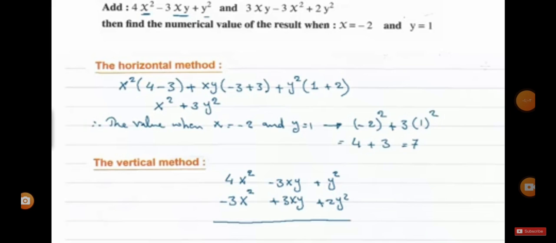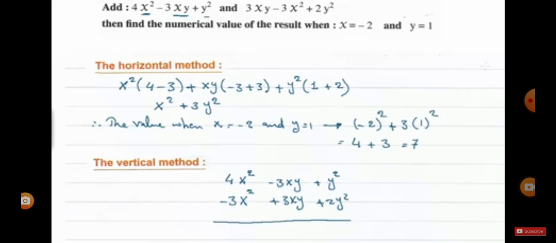Another example: add 4x power 2 minus 3xy plus y power 2 and 3xy minus 3x power 2 plus 2y power 2. Then find the numerical value of the result when x equals negative 2 and y equals 1. Let's try another way, with the horizontal method.